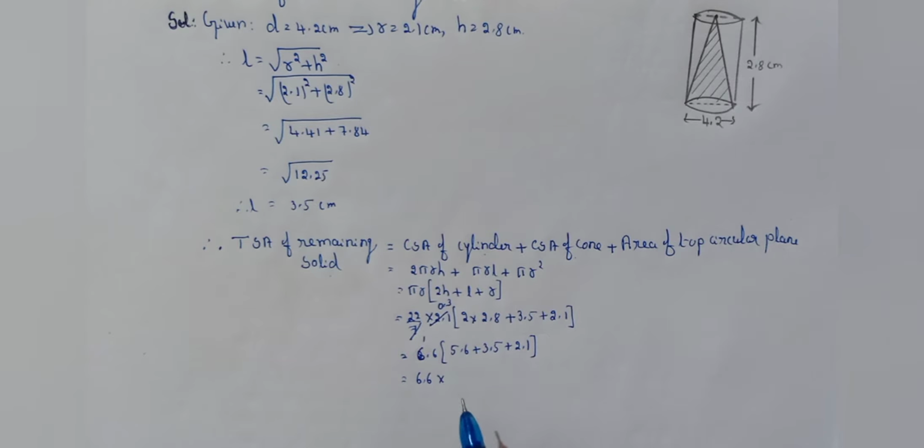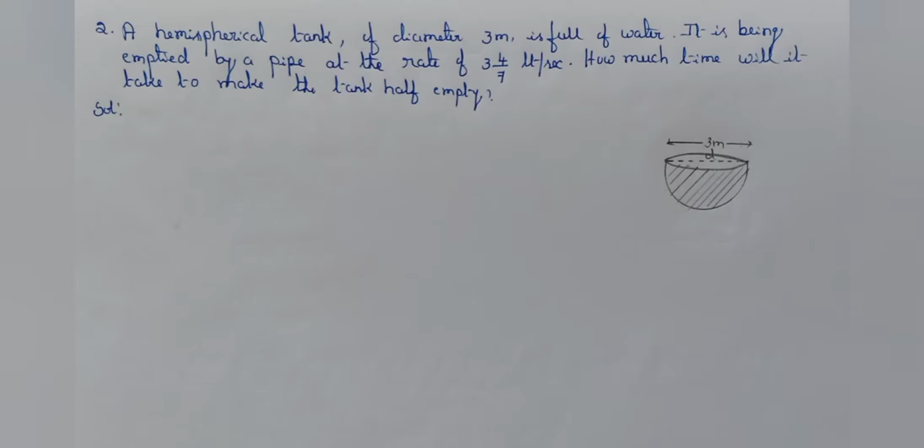6.6 into 5.6 plus 3.5 plus 2.1 is 11.2. Multiply 6.6 into 11.2, you will get 73.92 square centimeter. So the total surface area of the remaining solid is 73.92 square centimeter. Next question.